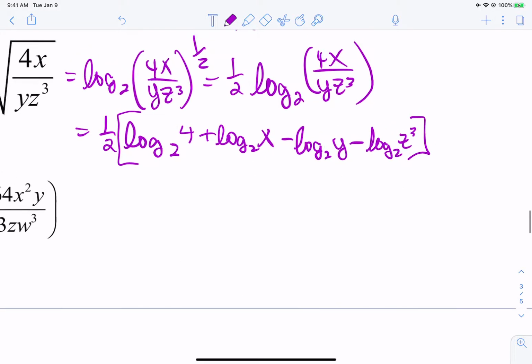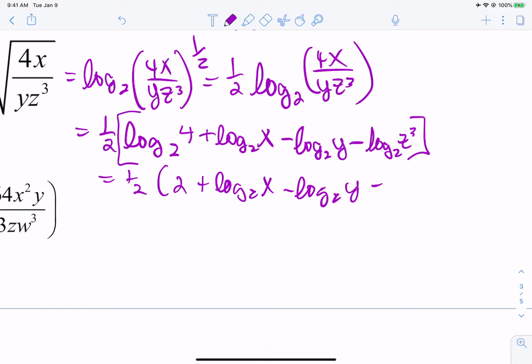Now, let's focus for a minute on what we see. The only one related to the number 2 is 4. So, tell me, what power do I put on a 2 to change it into the number 4? 2. So this is going to become a 2. The only other thing I see is this 3 here is going to have to drop down in front, because it's a power, it's allowed to do that.